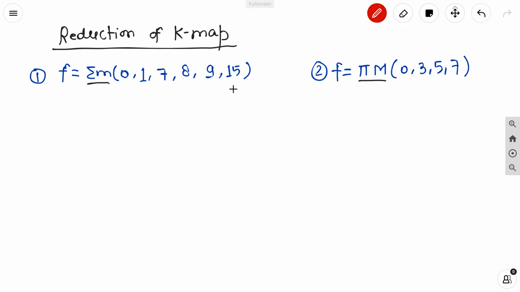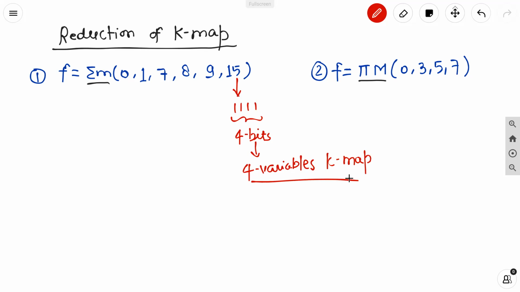So 15 cannot be represented by 3 bits. 15 is 1, 1, 1, 1, so 4 bits are required. If 4 bits are required, it means a 4 variable KMAP is required. So for the size of the KMAP, we have to look at the maximum value of min terms. It is 15, and 15 can be represented by 4 variables. That's why we have to draw a 4 variable KMAP.